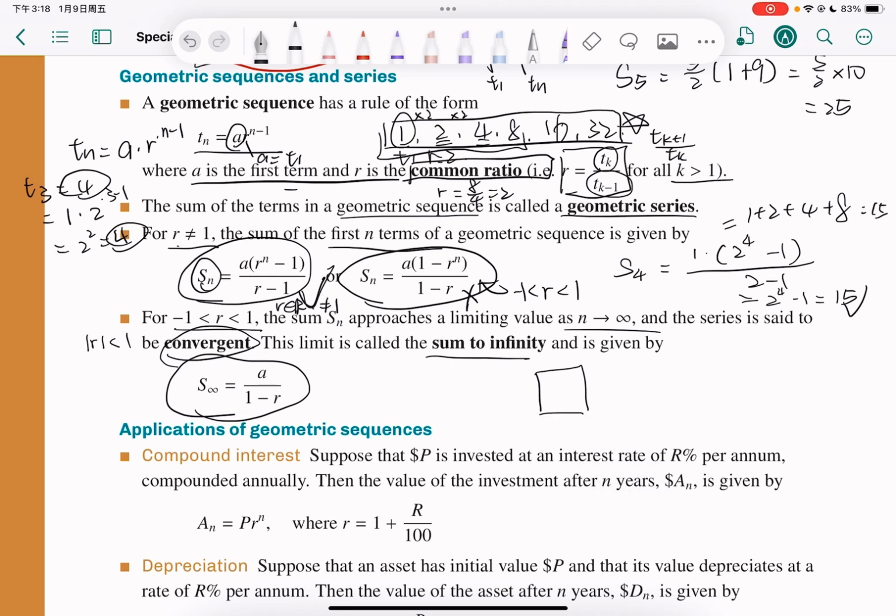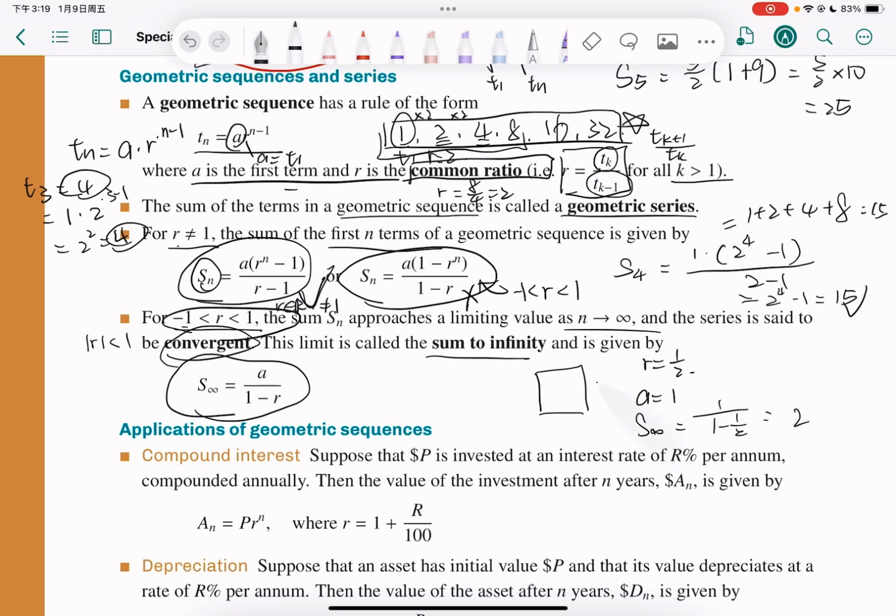So for r equal to half, which is between -1 and 1, let's say the first term a is equal to 1. Then what's the sum to infinity? It should be 1 over 1 minus half, which is 2. And we can actually represent this using a square.